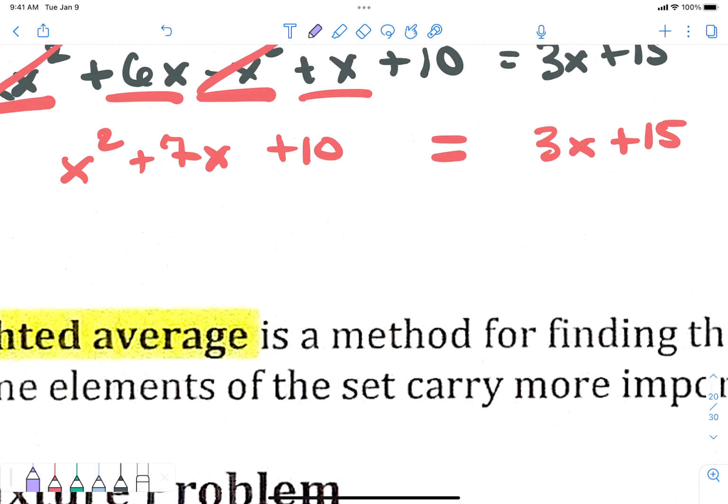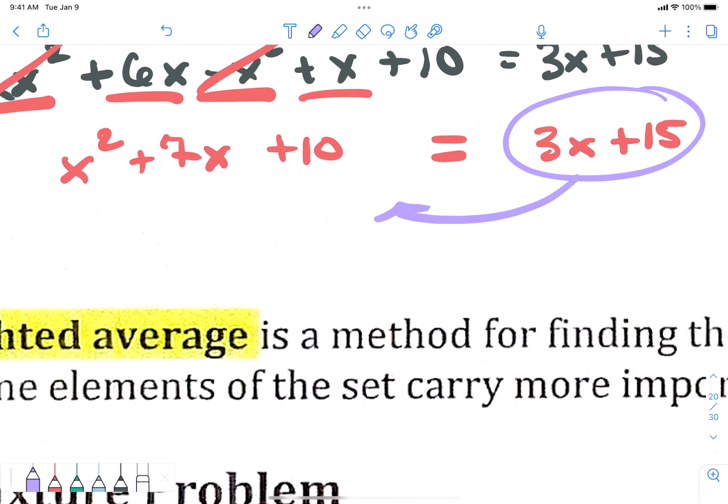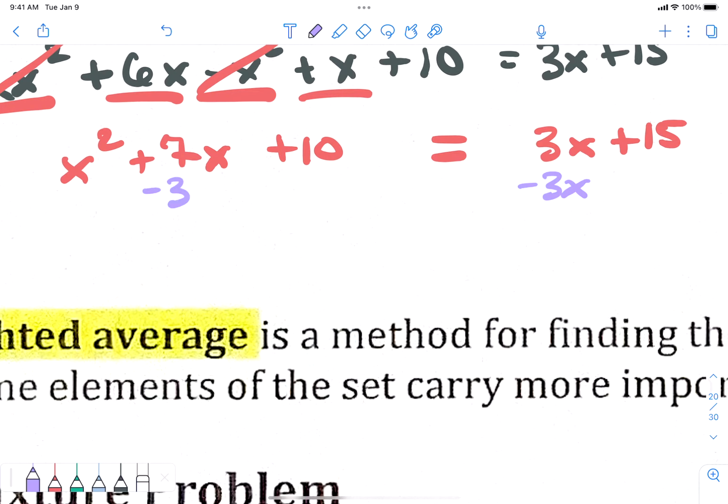Okay, so let's move this stuff over to here. I'm going to subtract the 3x. Where are you going to subtract him from? The 7x, right? And the 15, we're going to subtract from the 10. All right, what will be on the right side now? What's over here? 0. There's nothing.